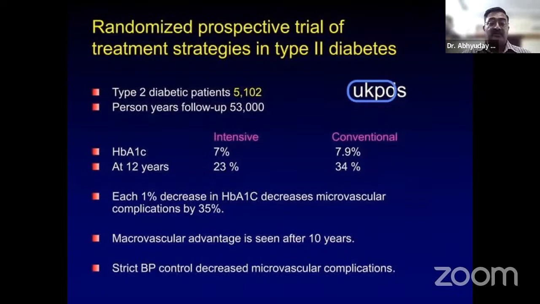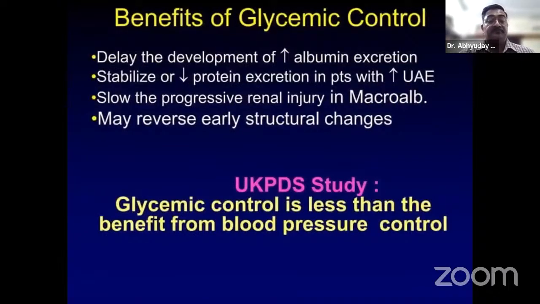UKPDS was done in type 2 diabetic patients. Again, it shows each % decrease in HbA1c decreases microvascular complications by 35%, and macrovascular benefit can be seen after 10 years of intensive sugar control, and strict BP control reduces the microvascular complications. So what the UKPDS study told us is that the benefit from glycemic control is less than the benefit from the blood pressure control. So it is basically both.